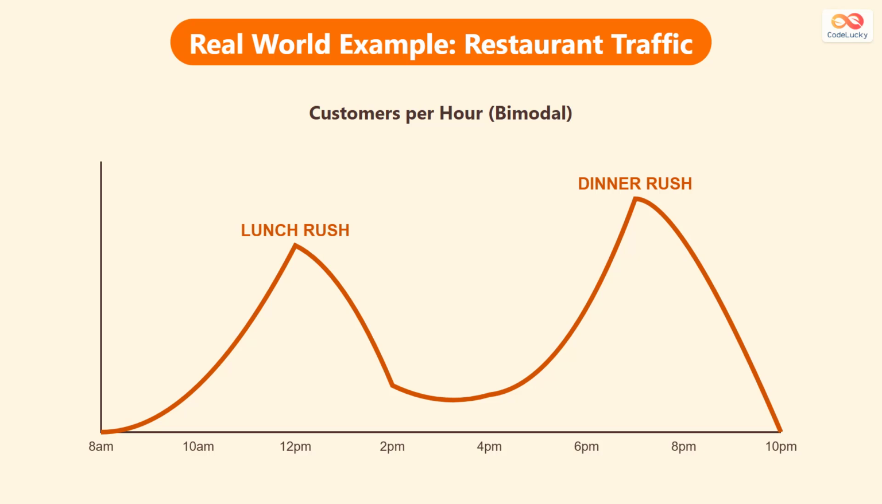A great real-world example is restaurant traffic. If you plot the number of customers entering a restaurant throughout the day, you will typically see two peaks. One large peak around noon for the lunch rush, and another peak in the evening for dinner. This is a classic bimodal pattern.